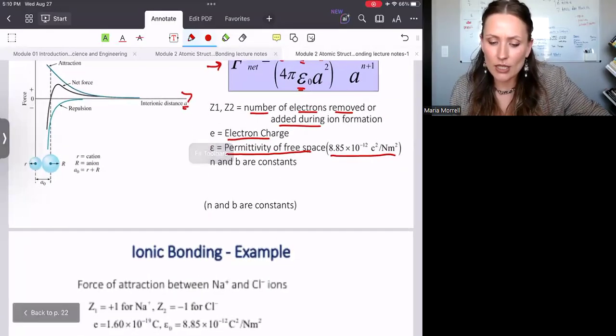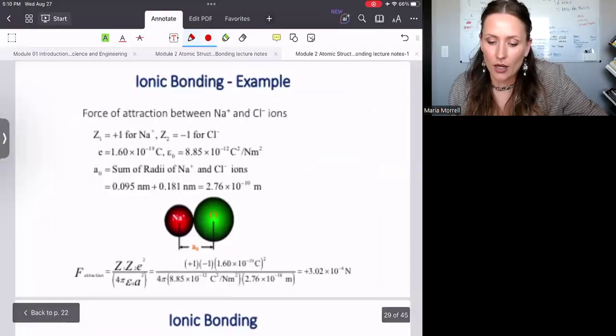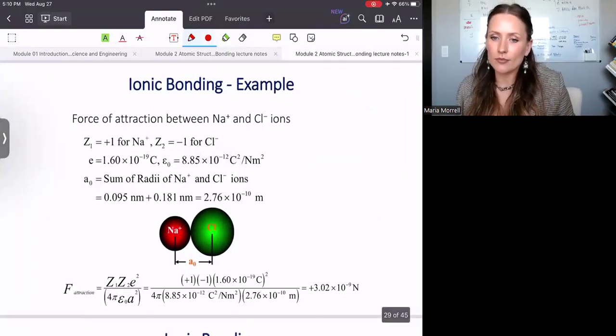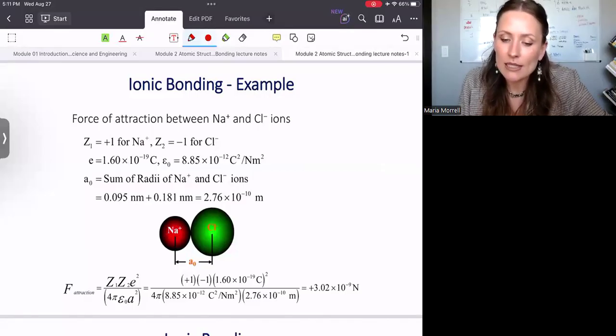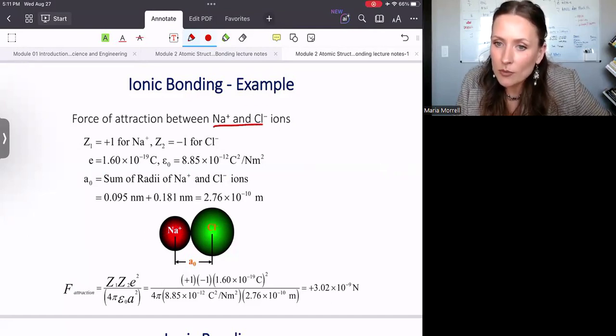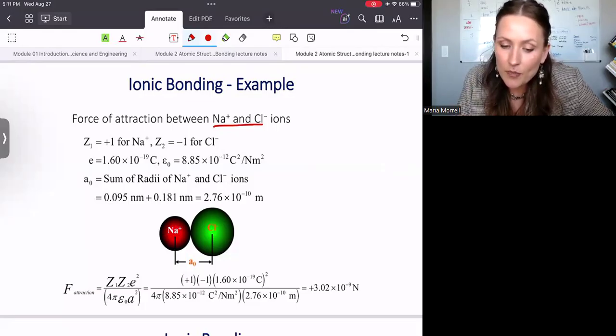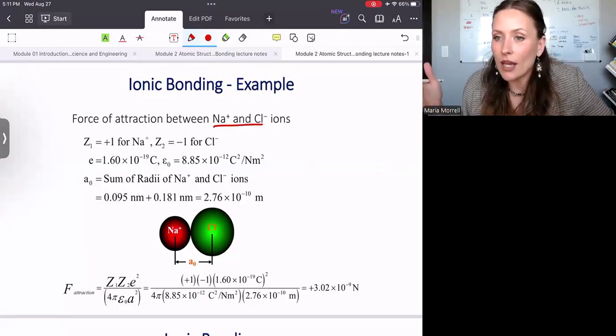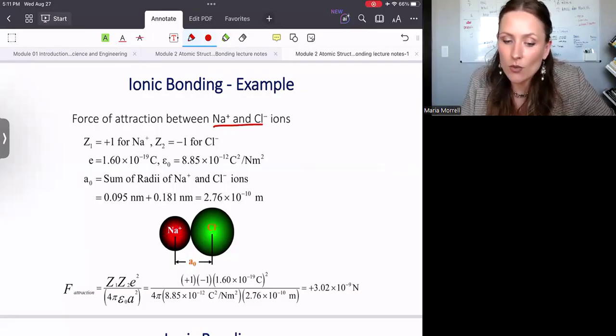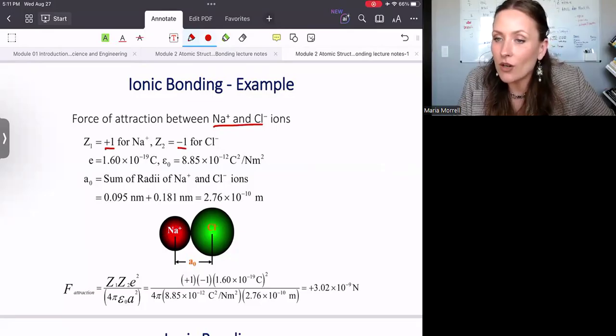Now, perhaps we're going to look at the example. We're not going to solve it because it's just basically units and plugging in the numbers. But let's look at sodium chloride. We have sodium plus and we have chlorine minus, right? When the bond is formed, one gives away an electron, the other one accepts the electron, and that's why for sodium we will have +1, for chlorine we will have -1.